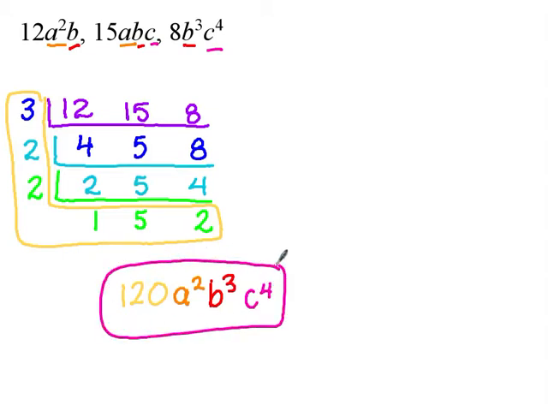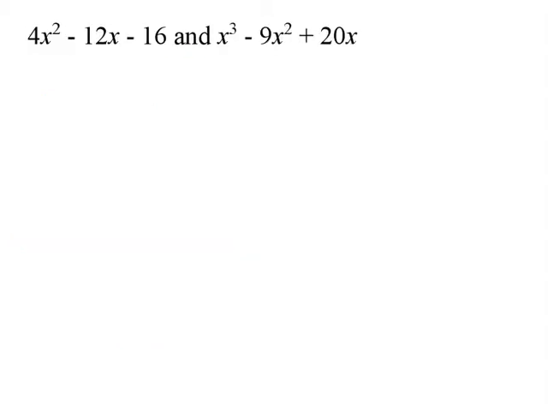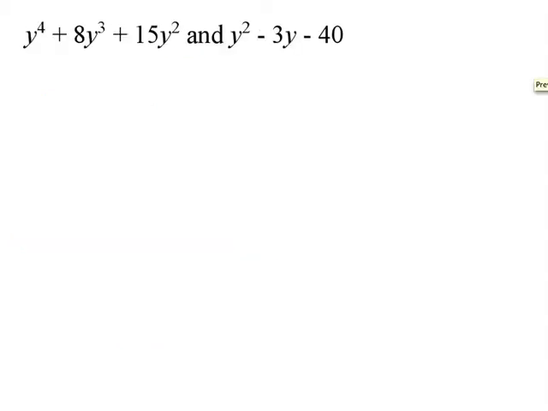Questions? Think you can handle that? Pretty straightforward. So, oops, sorry, skipped one. Let's go ahead and look at this one. We're still finding the LCM here: y to the fourth plus 8y cubed plus 15y squared, and then y squared minus 3y minus 40.